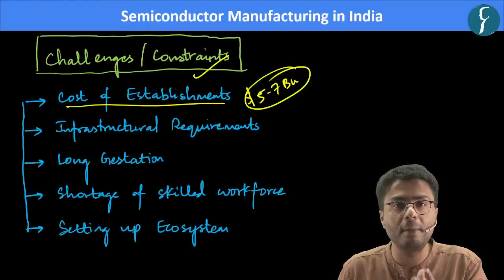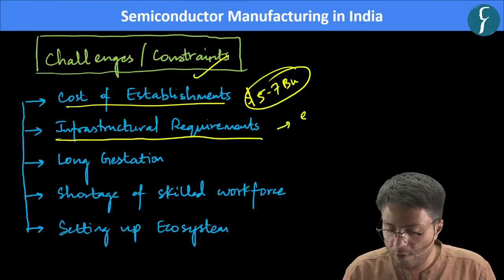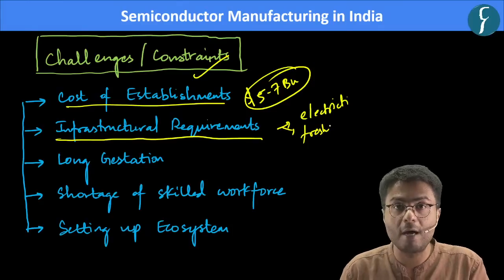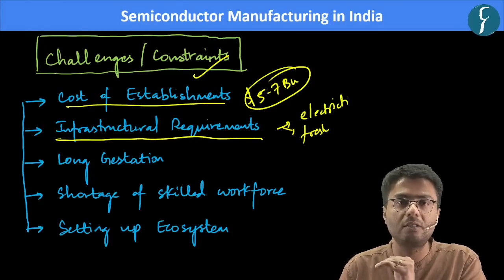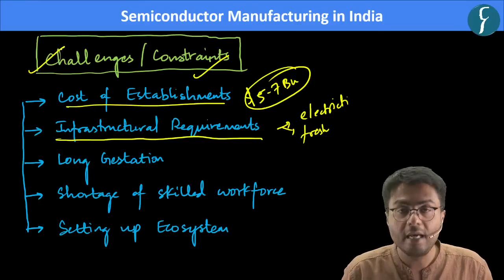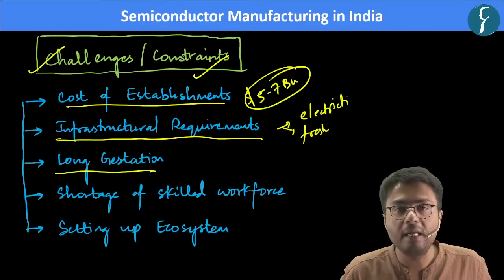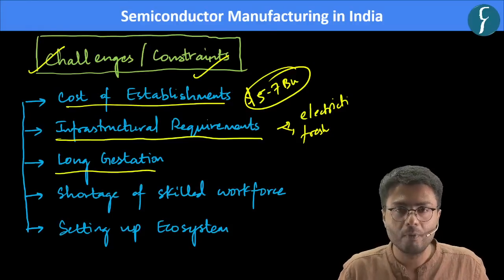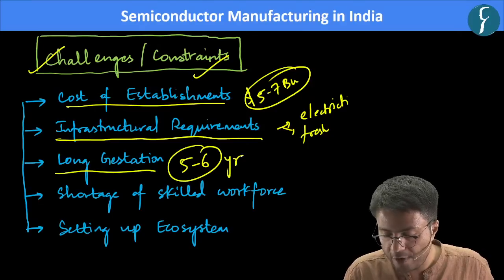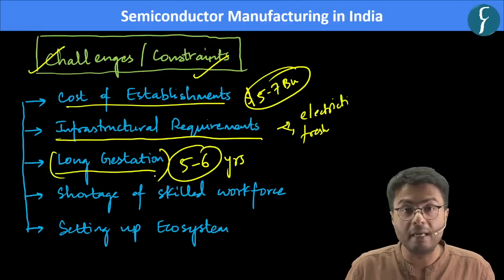Further, setting up a semiconductor industry also requires certain infrastructural developments, such as continuous electricity supply as well as fresh water supply. This requirement is difficult to scale up on a large scale in the current setup, and hence this further adds to the challenges. Further, there is a long gestation period in setting up domestic manufacturing, because any domestic manufacturing will only be able to function properly after 5 to 6 years.